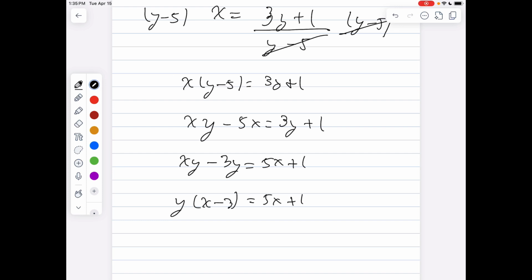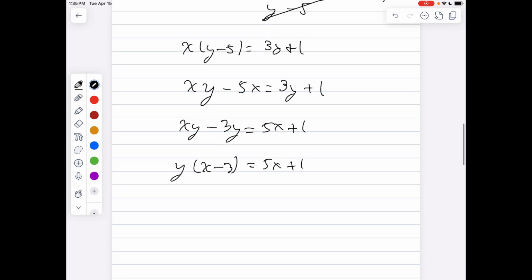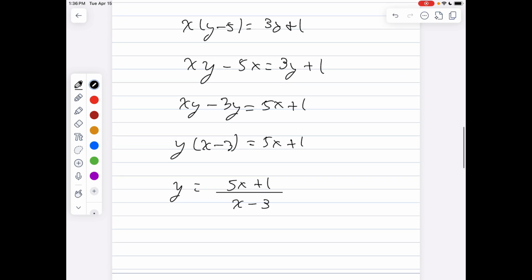So again, we got all the y's on one side and everything else on the other side that didn't have a y on it. And our goal is to isolate y equaling something. And that's what we're about to do. We're going to go ahead and rewrite this as y equals 5x plus 1 over x minus 3. And there we go. We have solved for y.